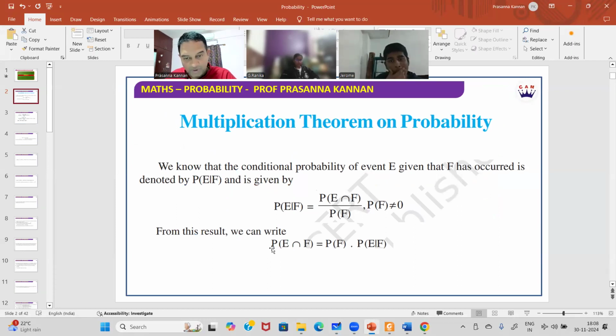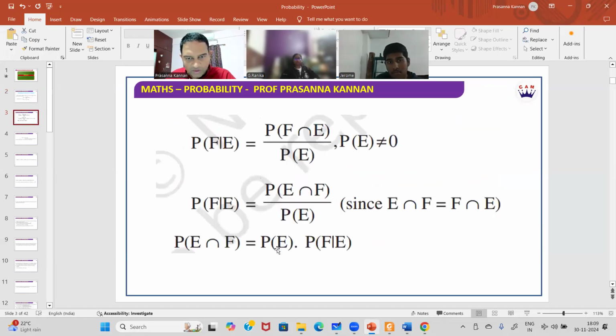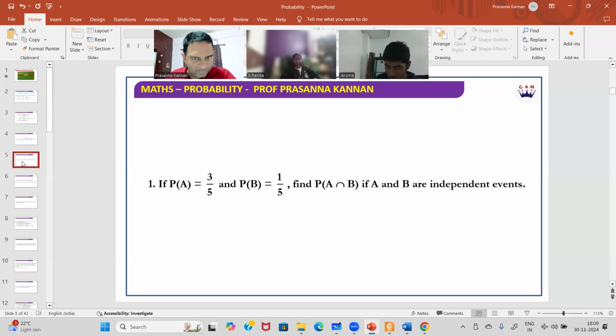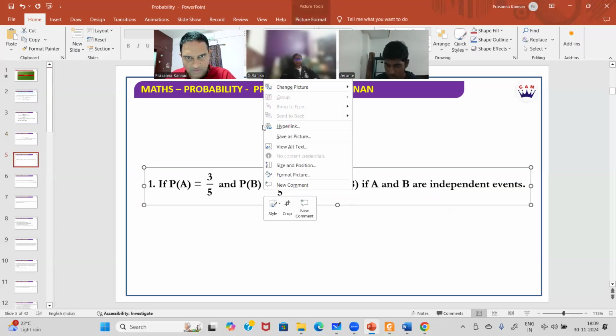You can see P of E intersection F can be written as P of F into P of E given F, or P of E into P of F given E. So this rule is known as the multiplication theorem in probability. Now let's solve a few questions. Let's look into this question now.